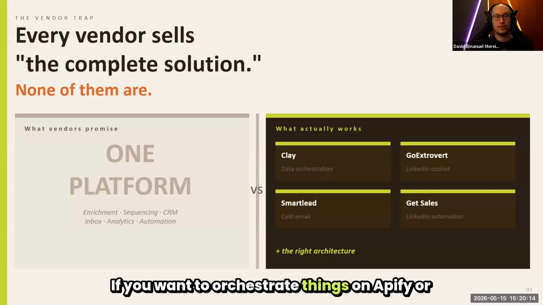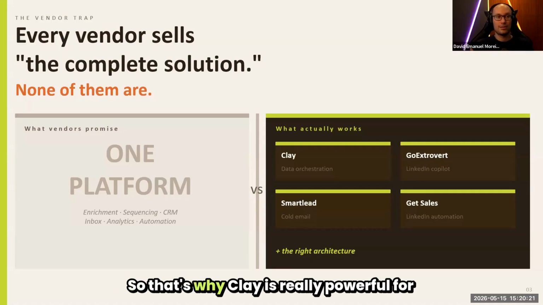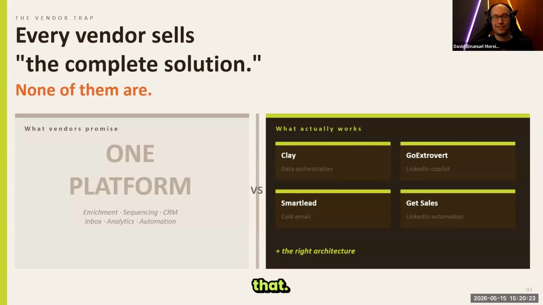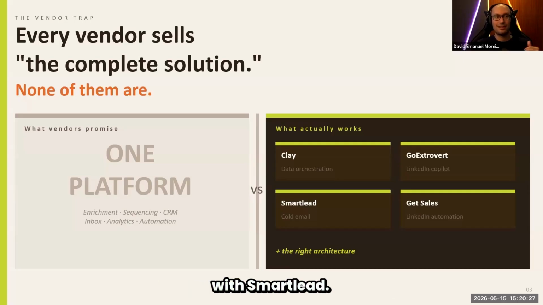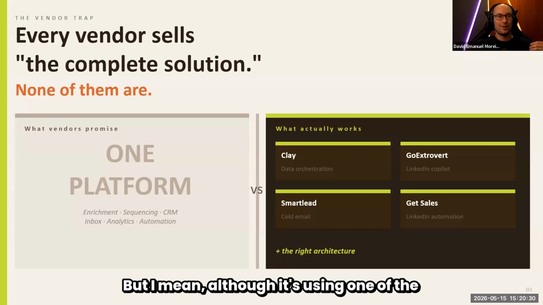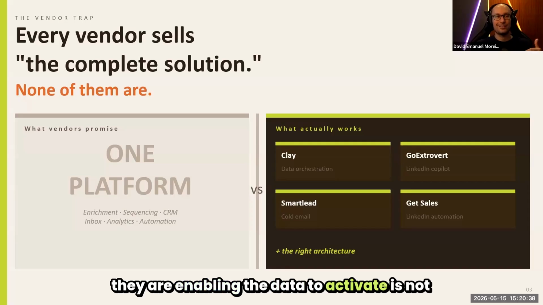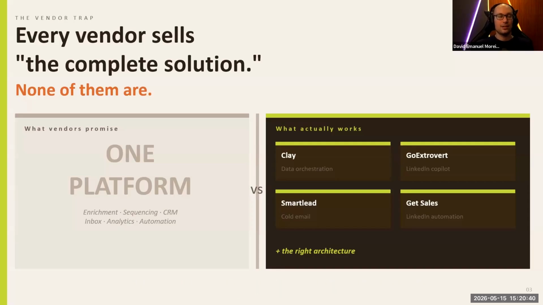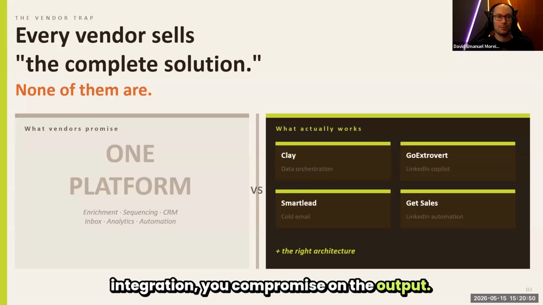If you want to orchestrate things on Apify or in another platform, you will struggle a lot. So that's why Clay is really powerful for that. Clay also has a sequencer that is integrated with Smartlead. But although it's using one of the coolest technologies, Smartlead, the way that they are enabling the data to activate is not the best. So when you compromise on the tool to get integration, you compromise on the output.